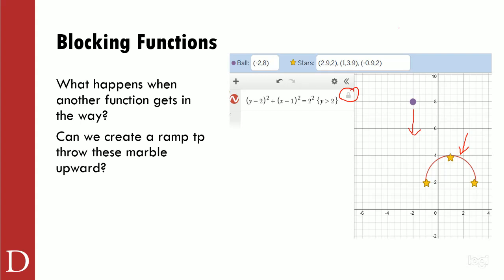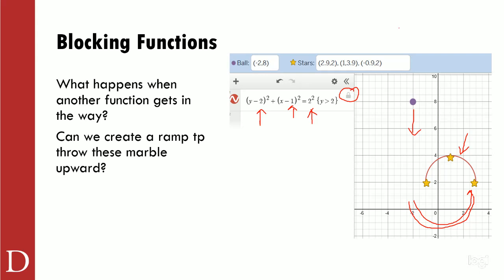So you're going to have to create some sort of other function that's going to loop those balls back up and into this semicircle here, right? So I've created the circle, and you can kind of see how I did it here, right? There's your y minus 2 and your x minus 1. So I can see the center of the circle is at x = 1, y = 2, and that my radius is 2.